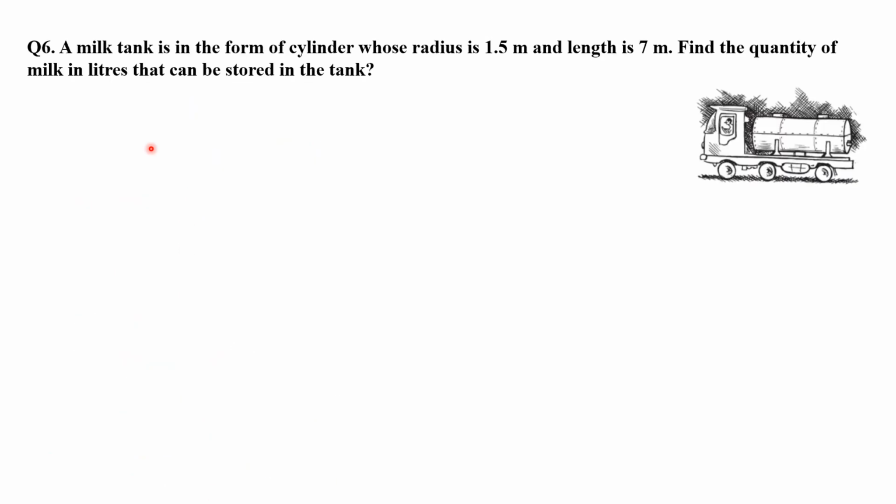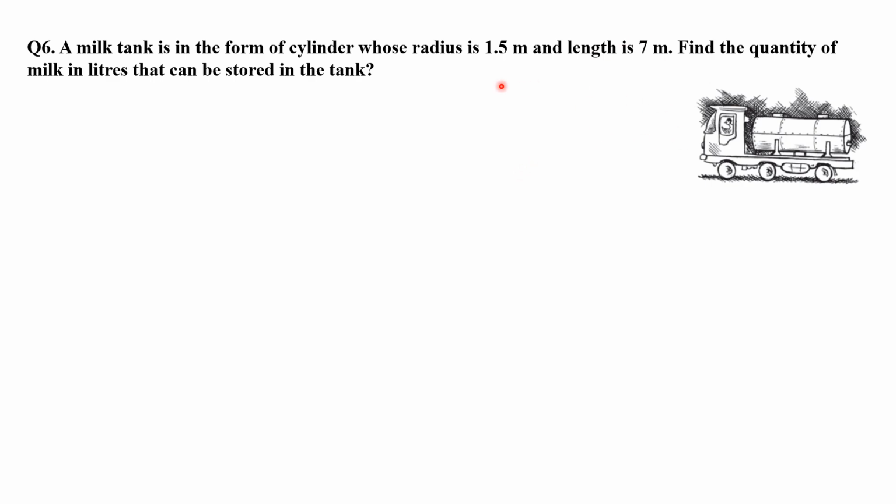Now question number 6. A milk tank is in the form of a cylinder whose radius is 1.5 meter and length is 7 meter. Find the quantity of milk in liters that can be stored in the tank. So you have to find how much liter of milk it can store. It means you have to find the volume, capacity of the tank, isn't it? Now here if you find the volume, radius and length both is given in meter, but you have to give answer in liters, right? So we have a relation, 1 meter cube is 1000 liter. So first I'll get the volume in meter cube, and then I'm going to convert it into liters.